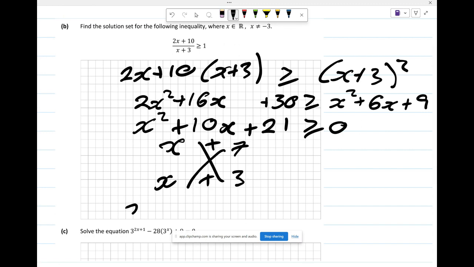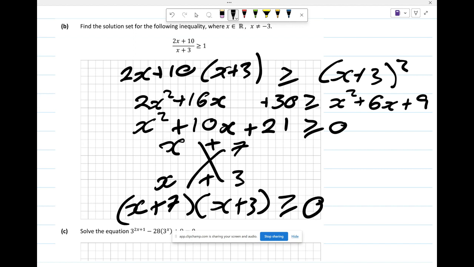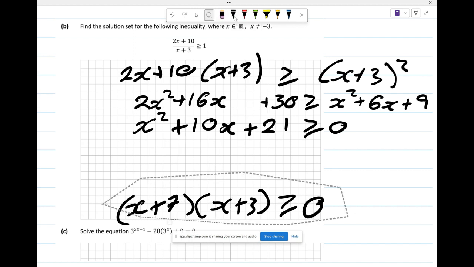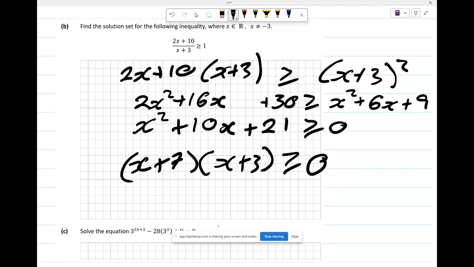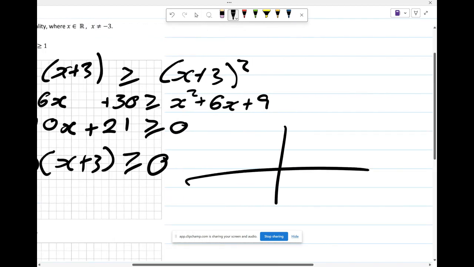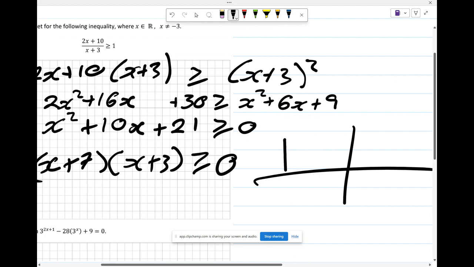So another way to write our quadratic is (x plus 7) times (x plus 3), and we want that greater than or equal to 0. Okay, so like before, we can go through our cases and say that both multiplied together are greater than 0. That means this one's positive and this one's positive, or this one's negative and this one's negative. But a quicker way to do that, we saw, was if we draw a graph, we draw our quadratic.